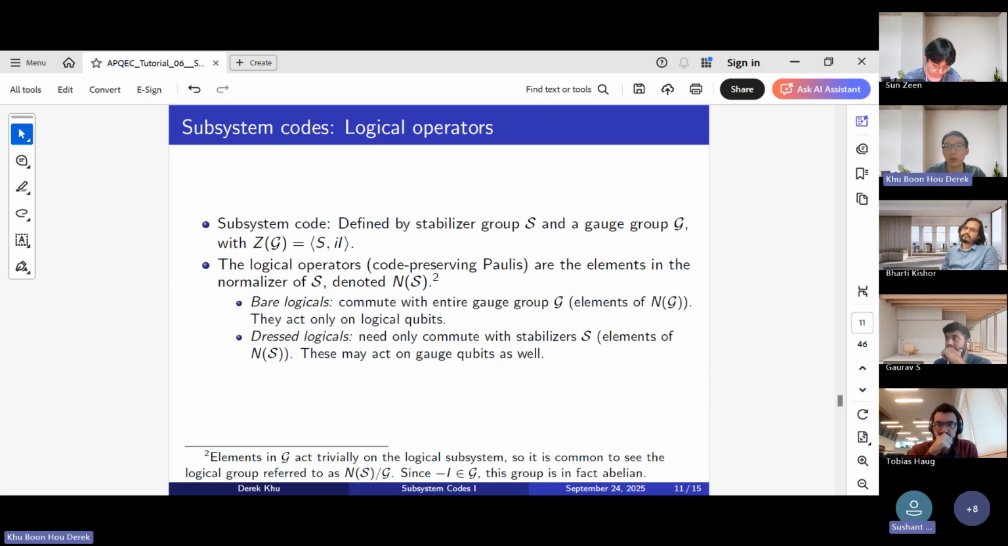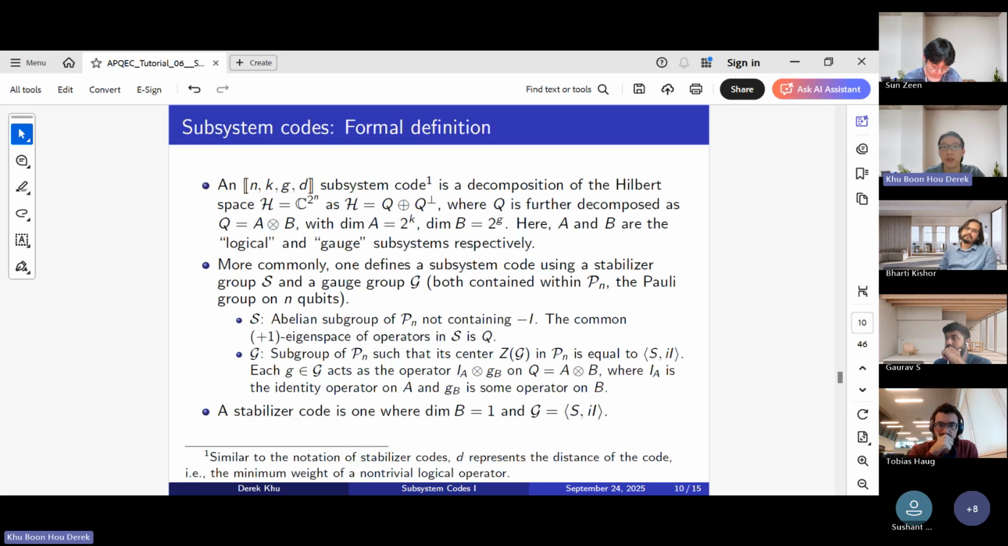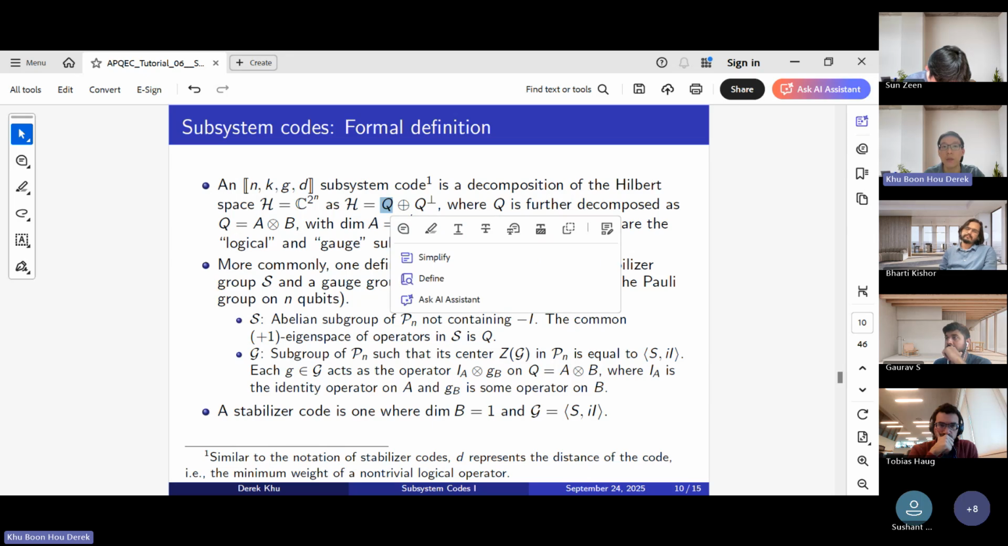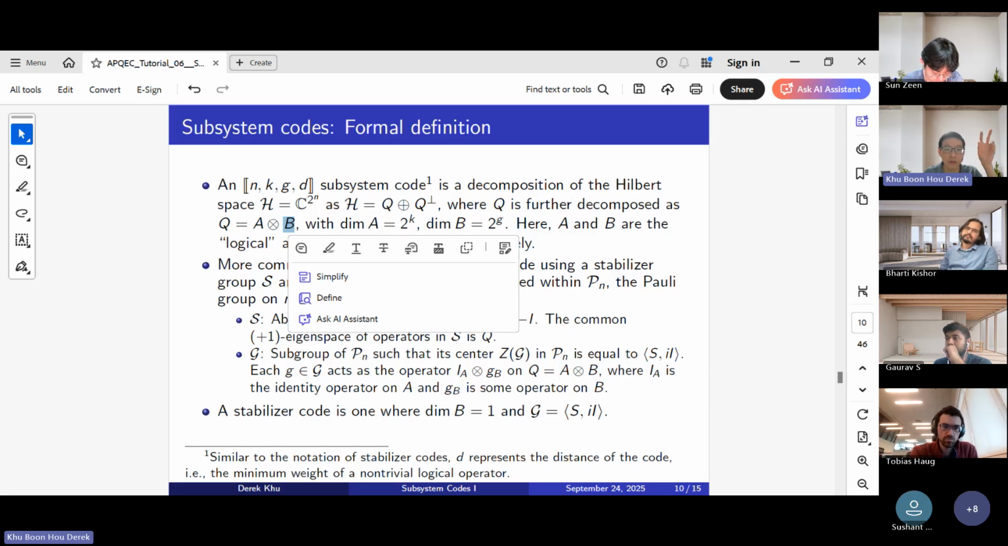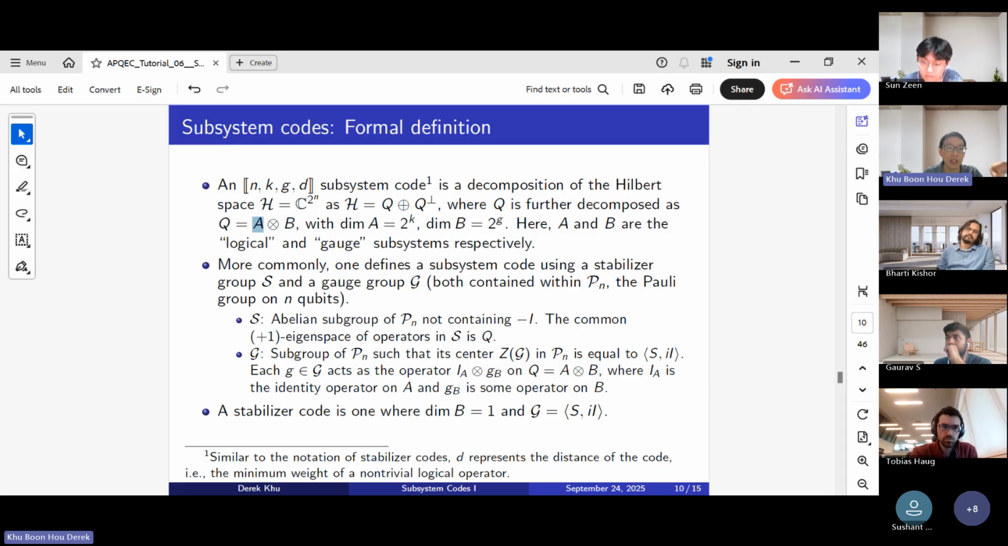So preserve the queue. So we have a queue, right? So the dressed logicals preserve this entire space queue. It might mess up A or B. Messing up A is equivalent to a logical operation, while messing up B doesn't really matter. The bare logicals are the ones that only change the A. They change the A, but they don't touch the B.